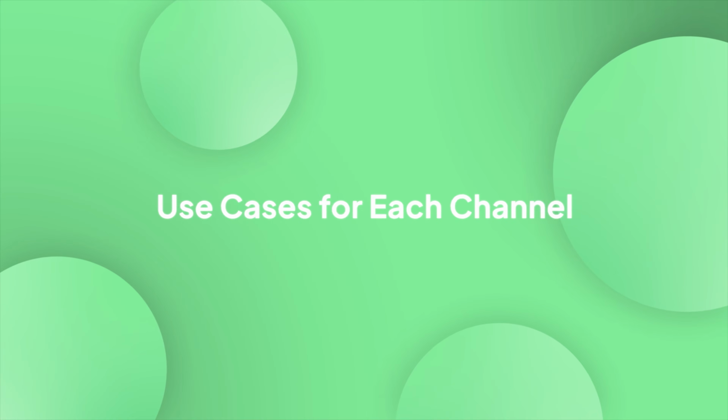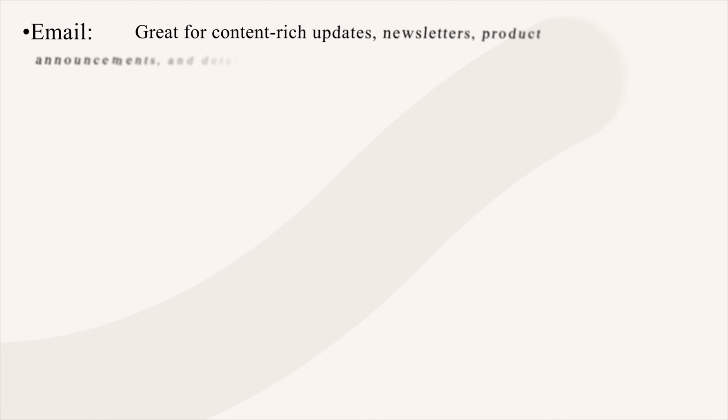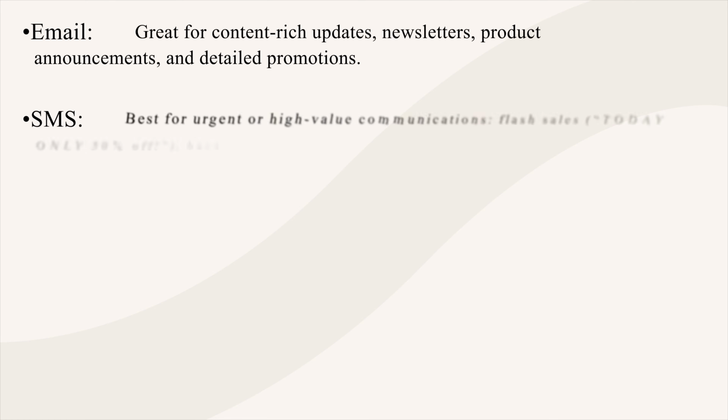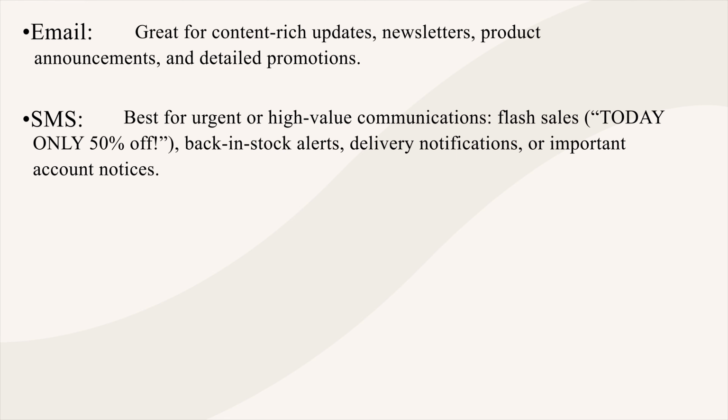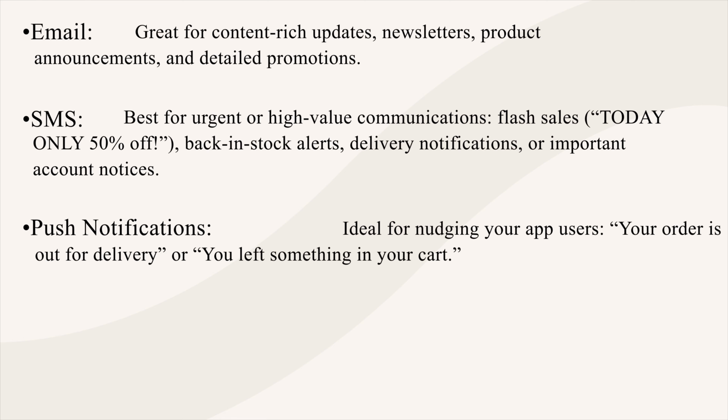Use cases for each channel. Email, great for content-rich updates, newsletters, product announcements, and detailed promotions. SMS, best for urgent or high-value communications. Flash sale, today only 50% off. Back in stock alerts, delivery notifications, or important account notices. Push notifications, ideal for nudging your app users. Your order is out for delivery, or you left something in your cart.